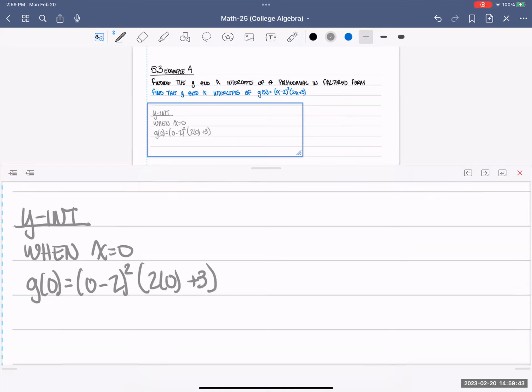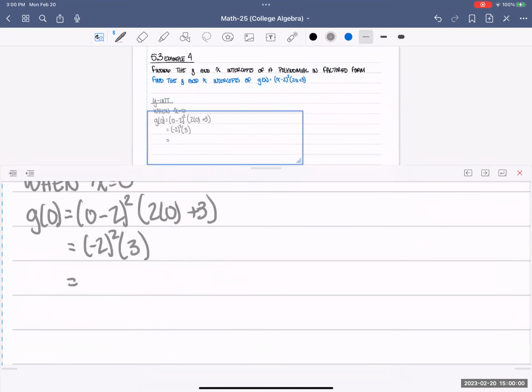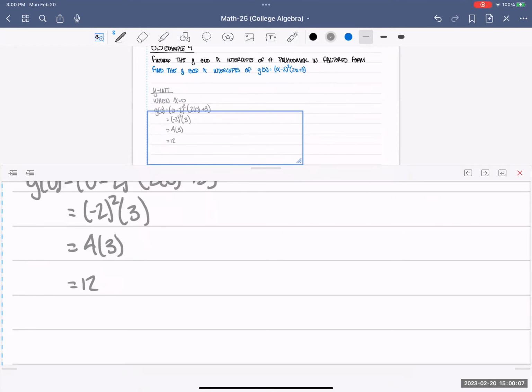That's plus 3. And now from here, we have -2 squared times 2 times 0 is 0, plus 3 is 3. We don't have to put that positive there. And now we have -2 squared, which is 4, times 3. So this is 12. So when x is 0, y is 12. So we have that part there.